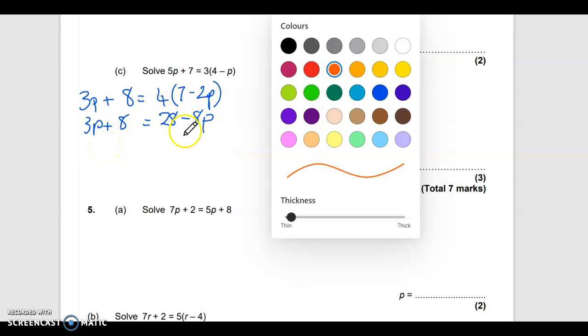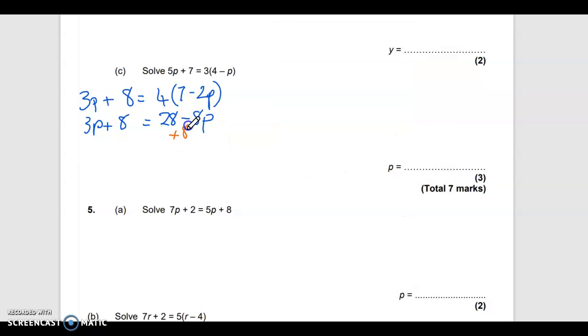Okay then. So now I've got my terms out of the bracket, I can start adding or taking off things from both sides. I've got 3p's here and I've got minus 8p's here. So the smallest amount of p's is this minus. So I'm going to do the inverse of this. So I'm going to plus 8p to both sides.